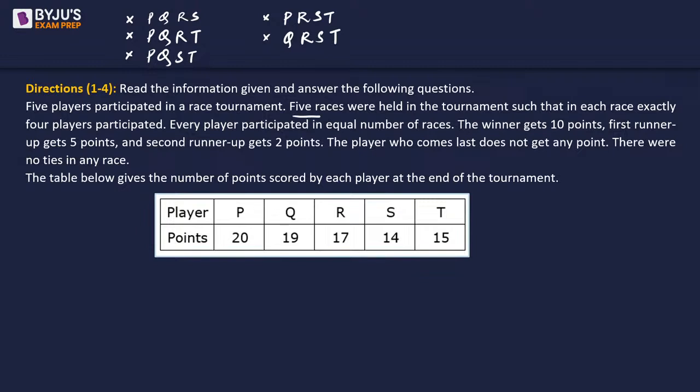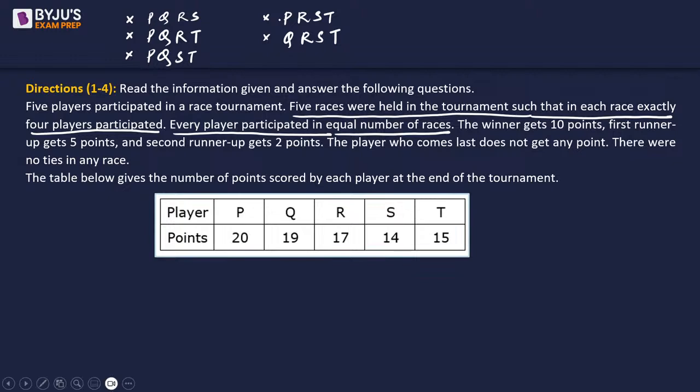So can we say 5 races were held in the tournament such that in each race exactly 4 players participated and every player participated in an equal number of races. So P participated in 4 races. Look, P is written 4 times. Q participated in 4 races. Q is also written 4 times and so does R and S and T.